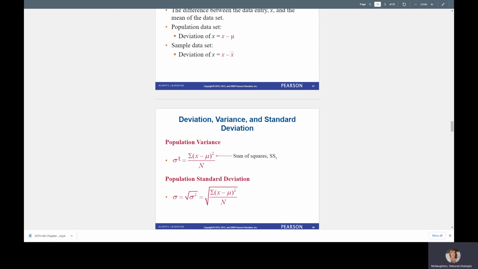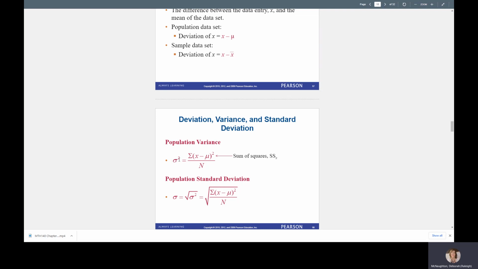So sigma squared, that's how we represent the variance. Just like this is a symbol we use to represent the mean, this is the symbol we use to represent the variance. So sigma squared is the sum of the squared deviations divided by the number in the data set n, in the population data set, that's capital N. And then the population standard deviation is denoted by sigma.